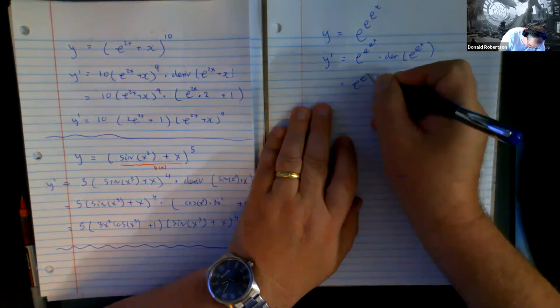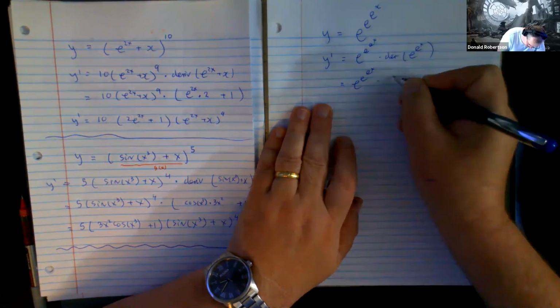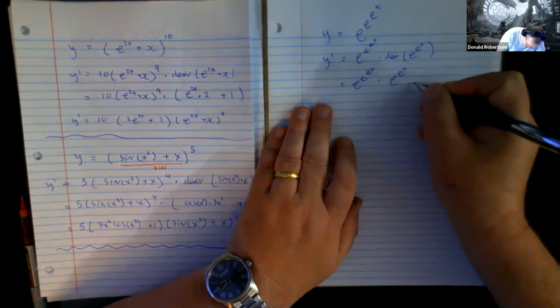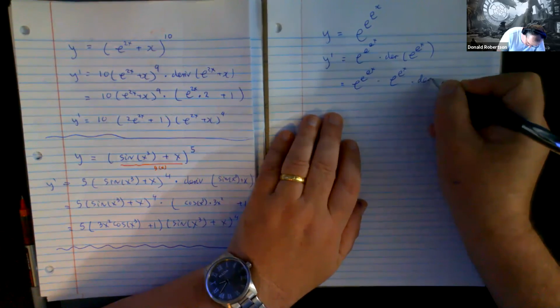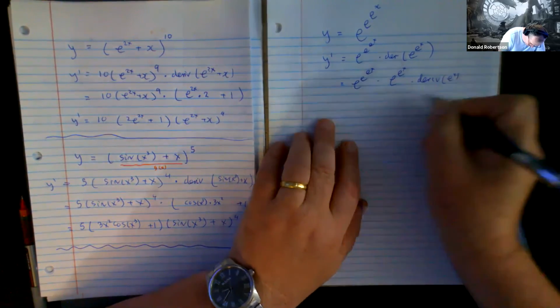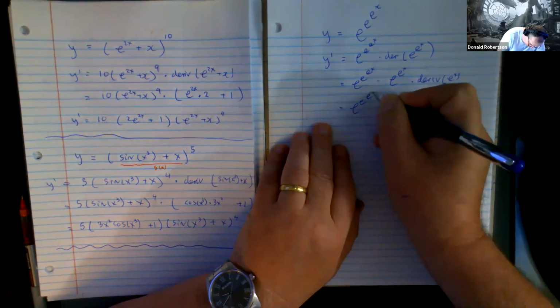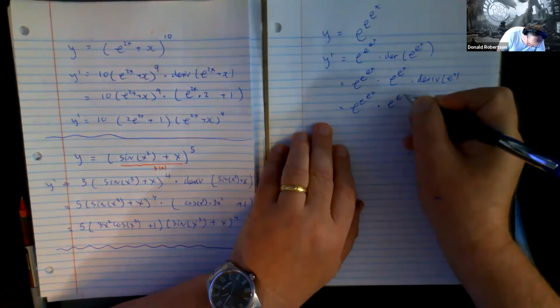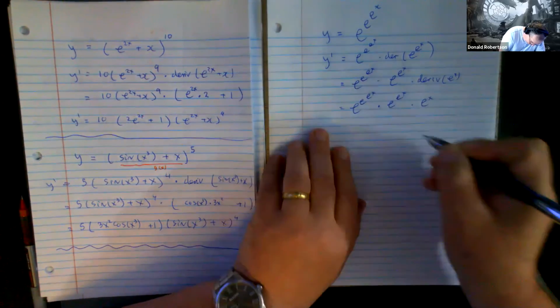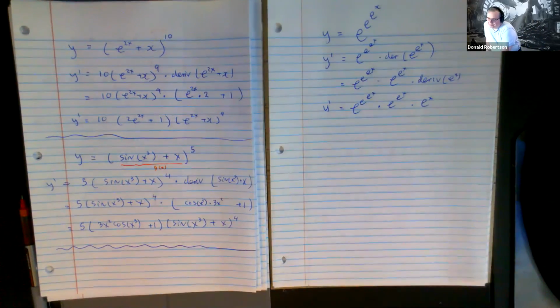So you have this guy. Now, e to the something gets you e to the something times the derivative of that something. And now you get... can you kind of see the doll inside the doll inside the doll thing? Chain rules inside further chain rules.